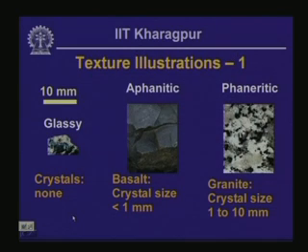Okay, so this one actually is an illustration showing different types of textures of igneous rock. One on the left is a glassy texture where the crystalline form is virtually non-existent. Then the next one in the middle is a picture of a basalt block, a dark colored basalt block. In this case, crystal size is typically less than 1 millimeter, and on the right is a phaneritic texture. What we see here is a picture of granite, and here crystal size can reach 10 millimeters.